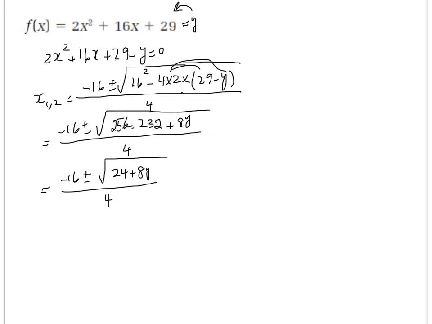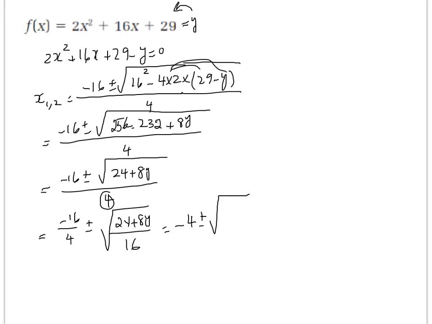So what I'm going to do is separate the fraction. I'm going to write this as negative 16 over 4 plus or minus, and I'm going to bring the 4 under the square root. So I'm going to get 24 plus 8y divided by 4 squared, which is 16. Now negative 16 over 4 is negative 4 plus or minus. Now 24, 8 and 16 have 8 in common, so 24 divided by 8 gives me 3, plus 8 divided by 8 gives me 1, divided by 16 divided by 8 gives me 2.